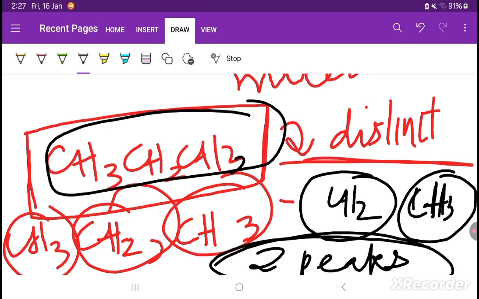Another question is, a compound shows 2 peaks with integration ratio 3:2 and the splitting pattern triplet and quartet. What type of group is present? So we can find the type of group.